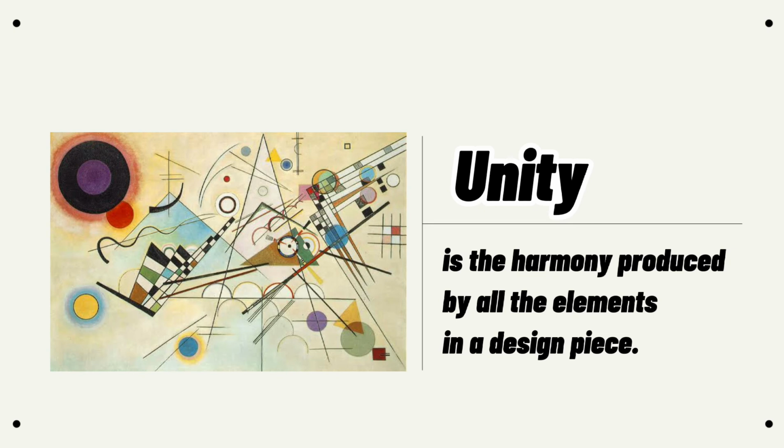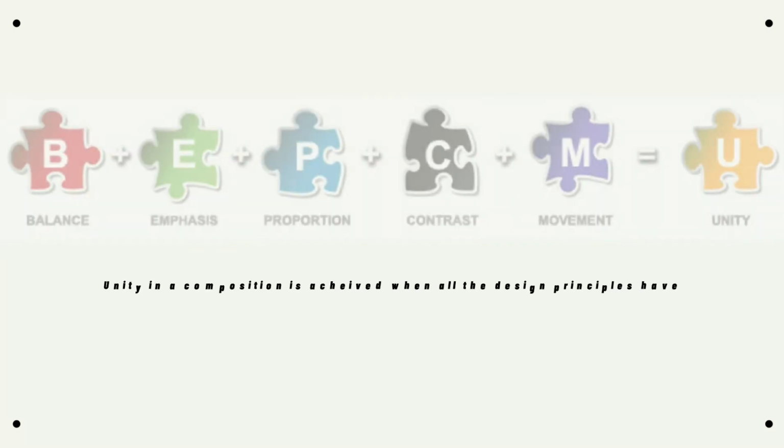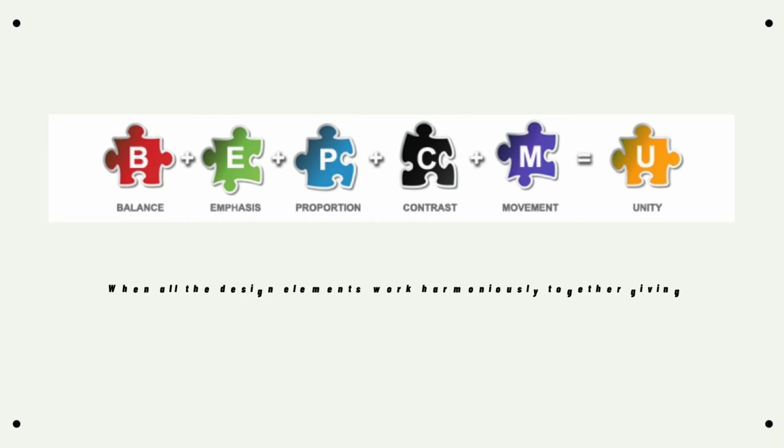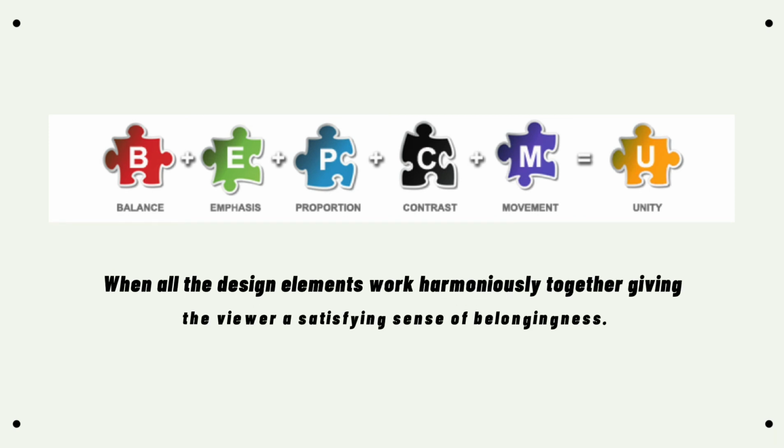For instance, using similar colors that match and integrate elements organically makes it appear as if they belong together. Everything selected for use in a composition must complement the key theme and must also serve some functional purpose within the design. Unity in a composition is achieved when all the design principles have been correctly applied and there is harmony between them. When all the design elements work harmoniously together, they give the viewer a satisfying sense of belongingness.